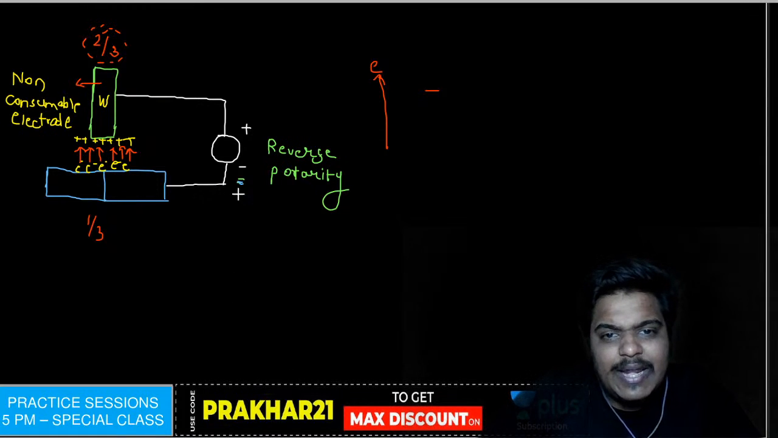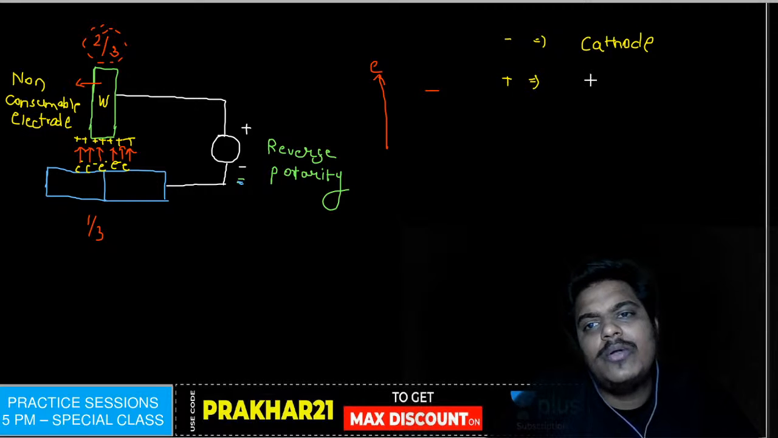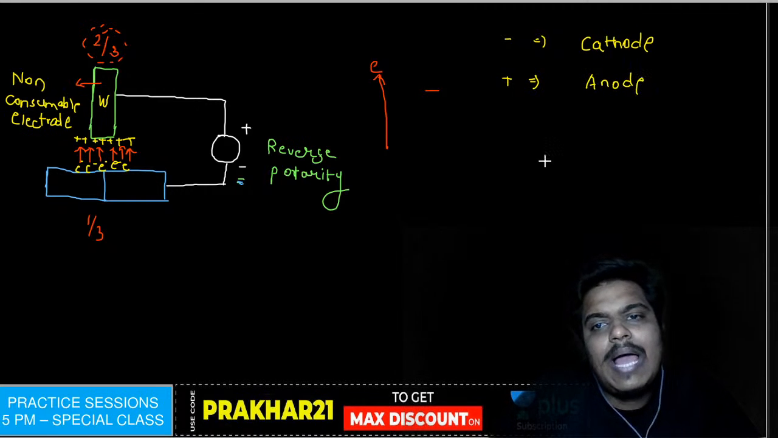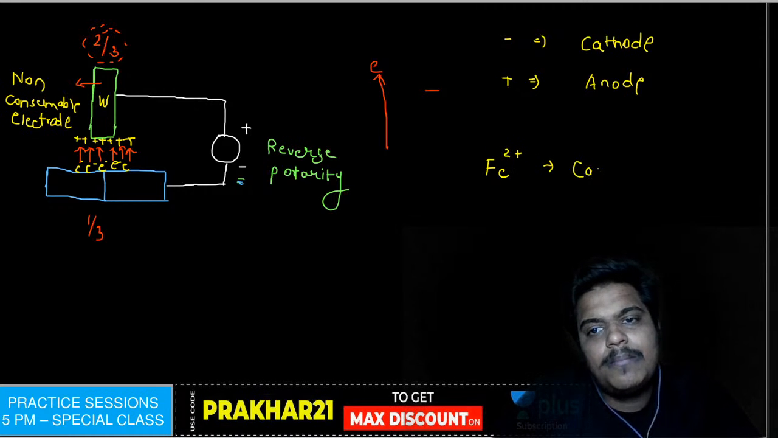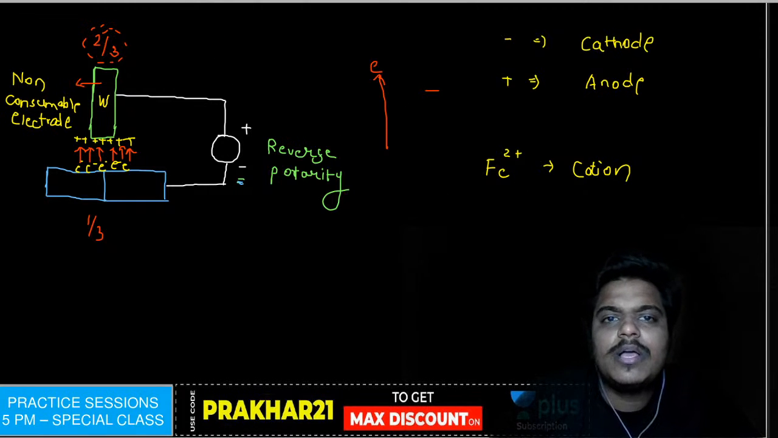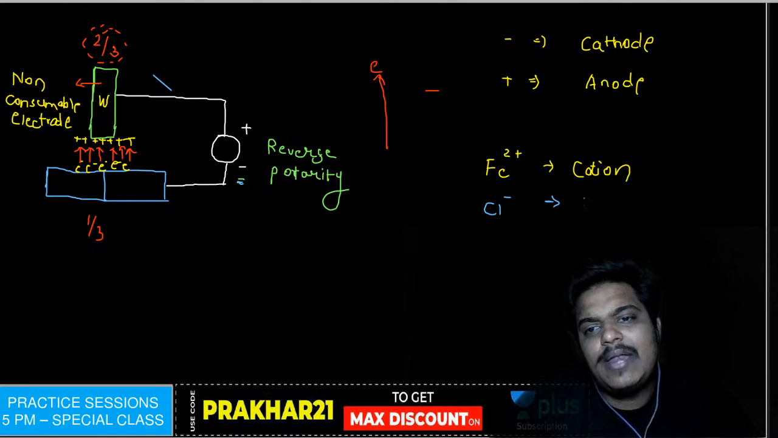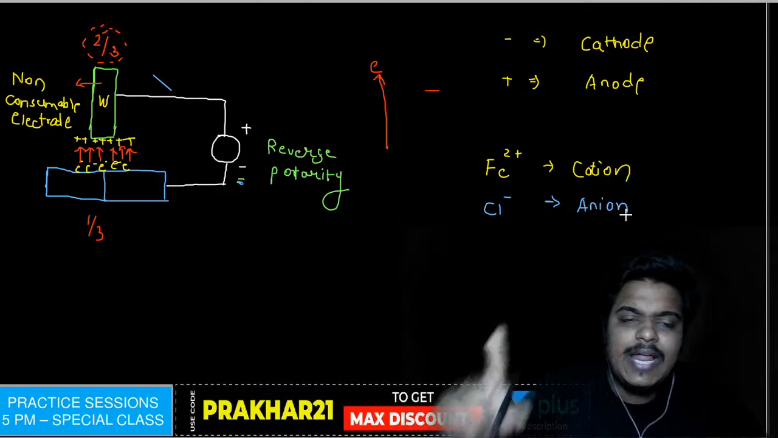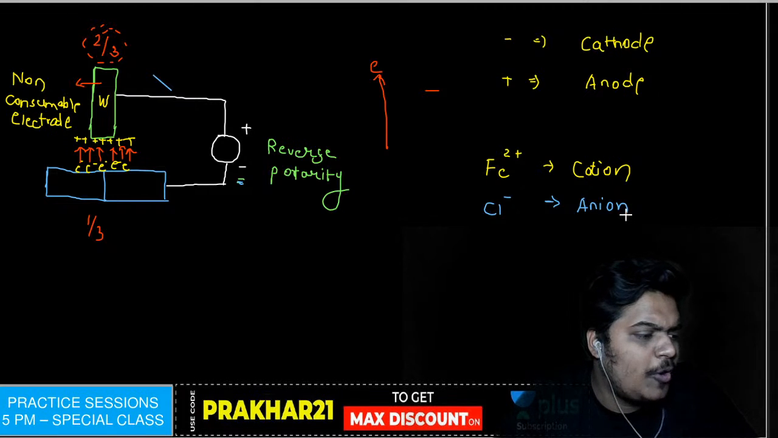Wherever negative sign is there, negative sign corresponds to cathode and positive sign corresponds to anode. And Fe2+, this is a cation, and Cl minus, write Cl minus, chlorine minus, this is anion. Is it clear? Negative side is cathode, positive side is anode.